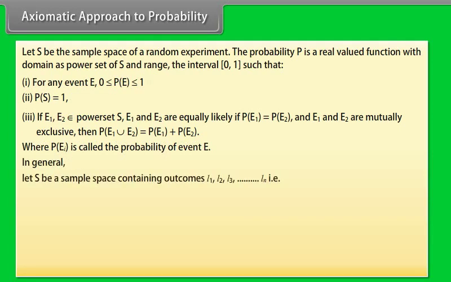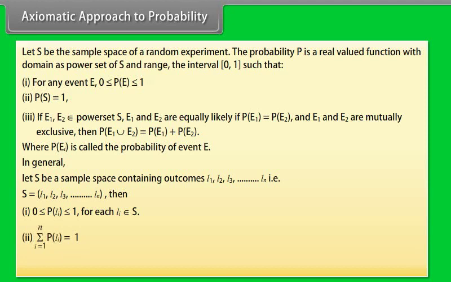In general, let S be a sample space containing outcomes L1, L2, L3, up to LN, that is, S = {L1, L2, L3, ..., LN}. Then 1. 0 is less than or equal to P(Li) is less than or equal to 1, for each Li belonging to S. 2. The summation of P(Li) for i equal to 1 to N is equal to 1. 3. If L1 and L2 are equally likely, then P(L1) is equal to P(L2).